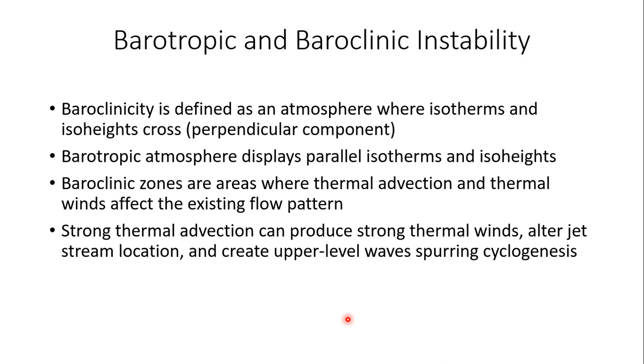Barotropic, again, is going to be an atmosphere which displays no temperature advection. You're going to have no thickness advection either. You're going to have parallel isotherms to isoheights. Baroclinic, on the other hand, refers to an atmosphere where we have advection of some meteorological property where isotherms and isoheights cross each other. There's a perpendicular component.